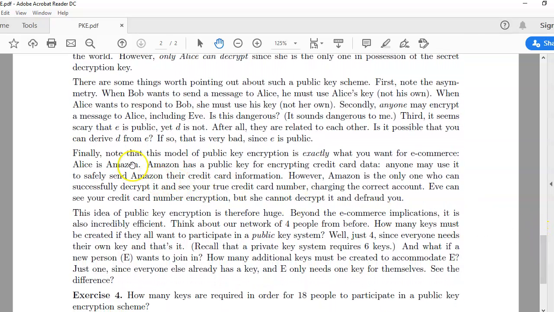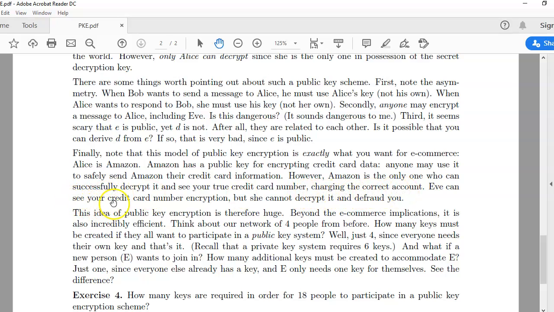Here's the biggest point. Finally, note that this model of public key encryption is exactly what you want for e-commerce. Alice is Amazon. Amazon has a public key for encryption, and you can use that to encrypt your credit card data. In fact, that's what your web browser does. Anyone can use that public encryption key to safely send Amazon their credit card information. However, Amazon is the only one who can successfully decrypt it and see your true credit card number, charging the right account.